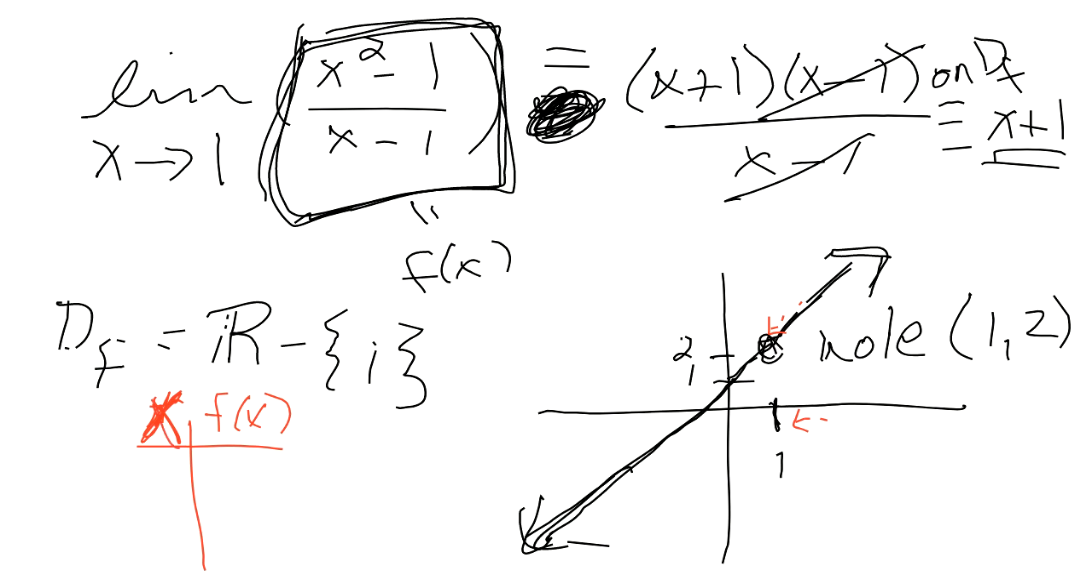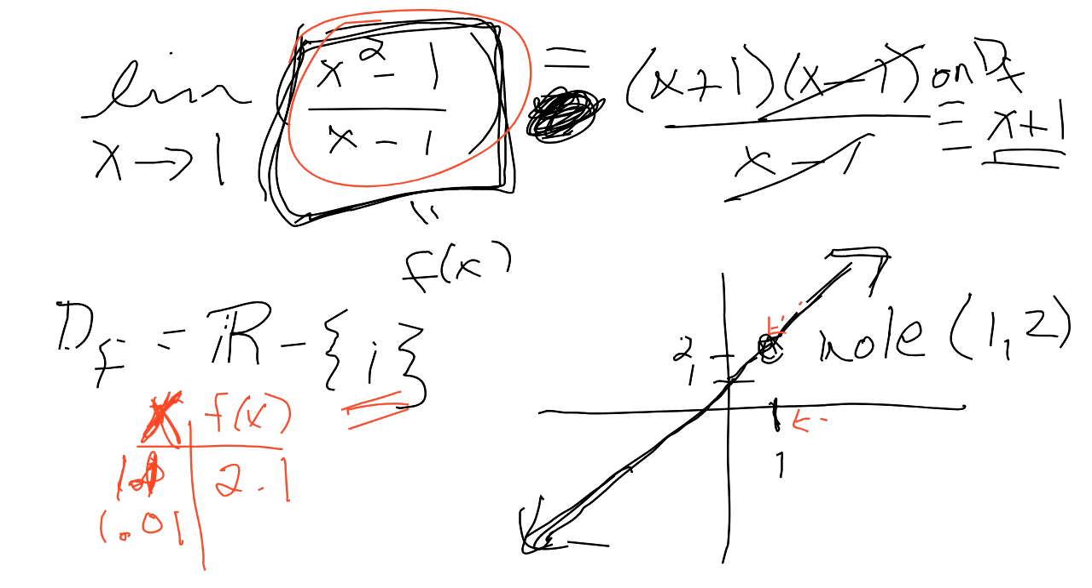If I plug in 1.1 into f, it's 1.1 squared, which is 1.21, minus 1 is 0.21, divided by 0.1, and that ends up equaling 2.1, right? Similarly, if I plug in 1.01 into the function, it's okay to do because I'm not excluding 1.01 from my domain, I'm only excluding 1.